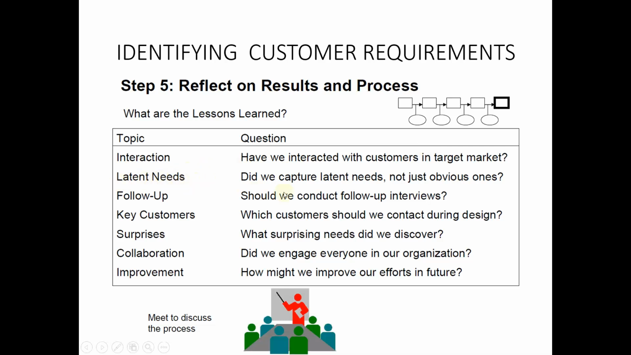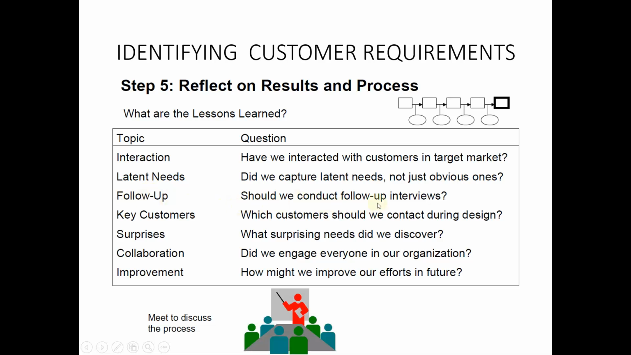Latent needs: did we capture latent needs? Latent needs means the needs which are not seen or which are hidden. Did we capture the needs which were not mentioned, not just the obvious ones? It means, have we only taken care of the needs that were told by the customer, or also any additional needs that were not mentioned by the customer?